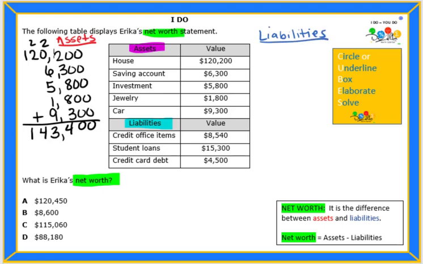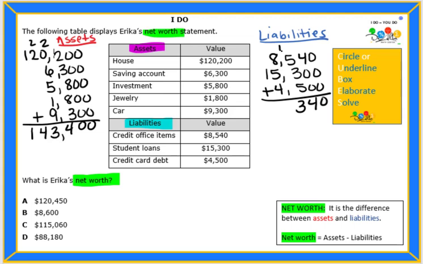Now we will find the sum of our liabilities. For the liabilities, we have a credit office items, 8,540. Also student loans, and then credit card debt. So we find the sum of those debts or liabilities. We're going to get 28,340.